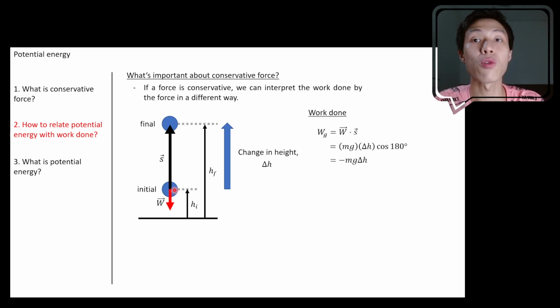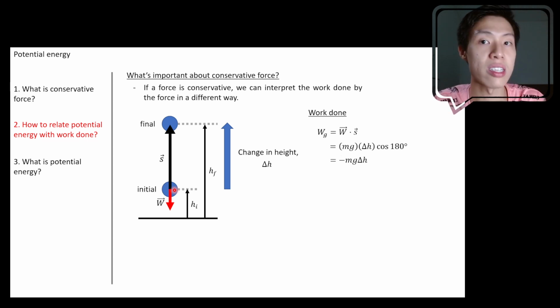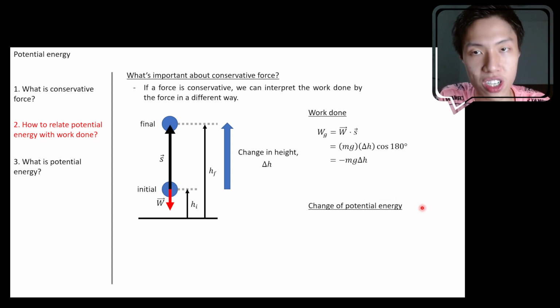But now we are trying to give a new interpretation to this situation. Instead of saying that energy is being transferred out from a body, we will say that this energy will be transformed into another form to be stored in the system. And what is another form that we said just now? The other form is called the potential energy.